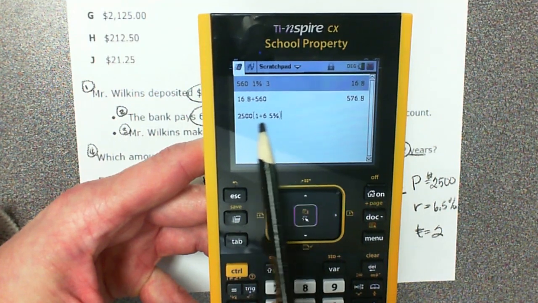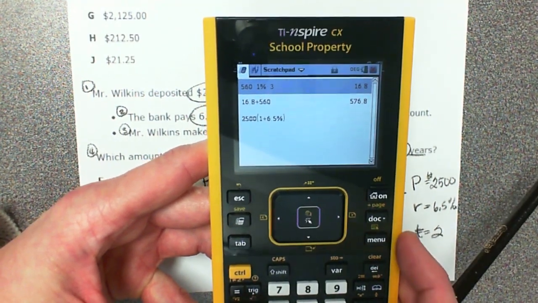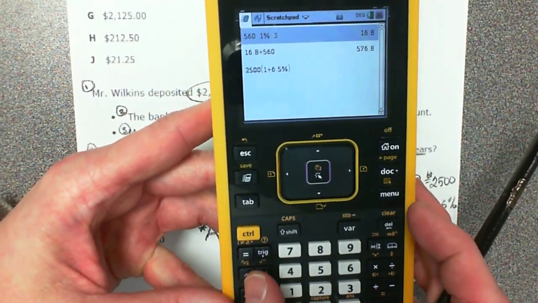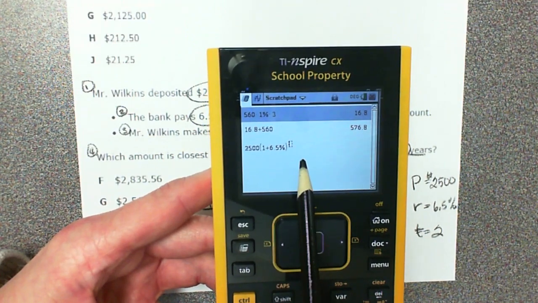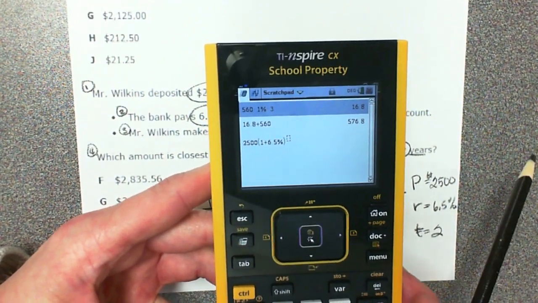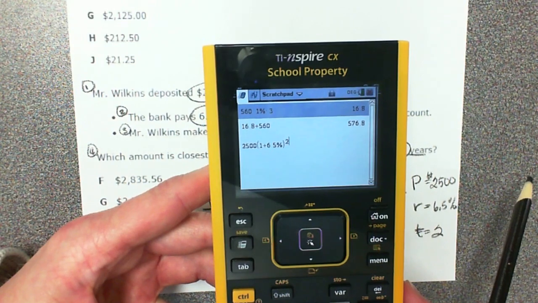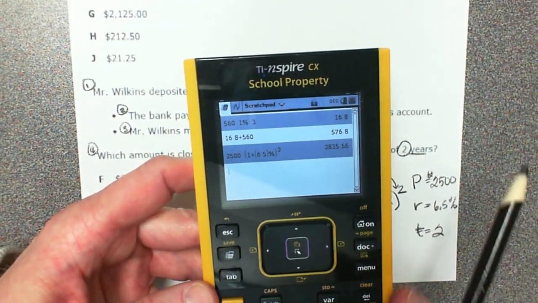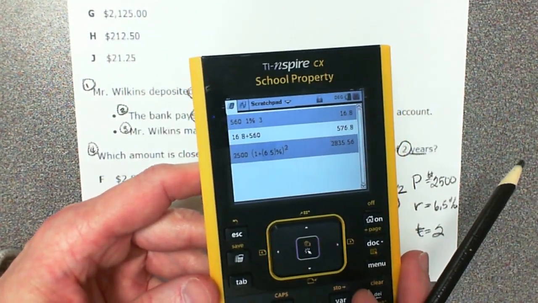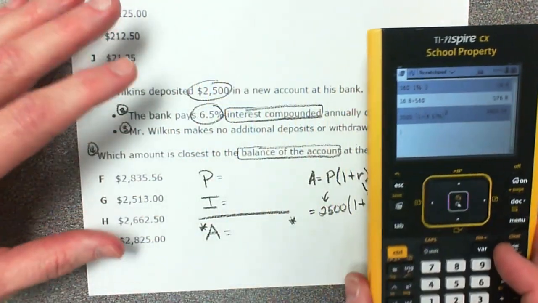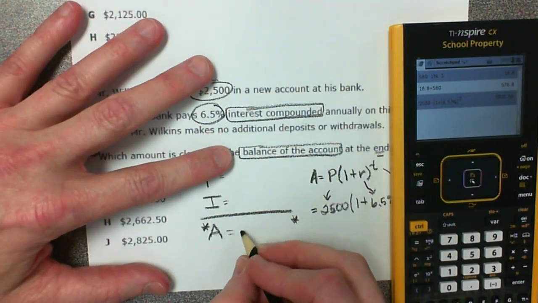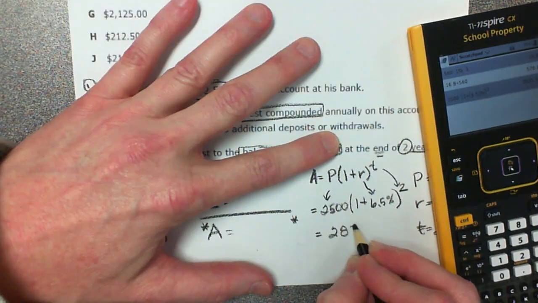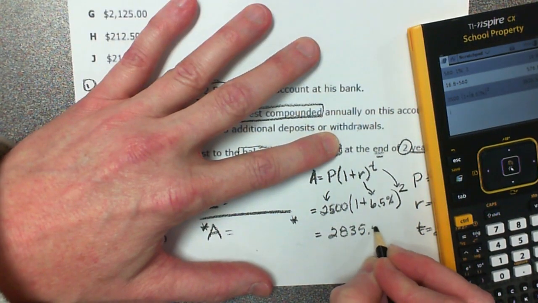Notice I got to use all three variables, so I cannot forget to go to the power of. I'm going to use this little button over here by the caret button, by the x squared, to get my exponent, to use any exponent that I need. In this case, it is to the power of 2. Enter, and it's going to give me an amount of $2,835.56. Let's write that here.